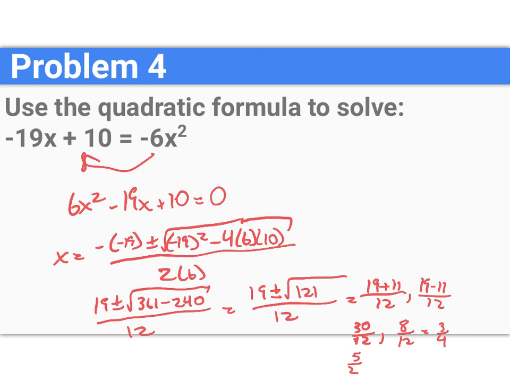Oh wait, 8/12 does not reduce down to 3/4. 8 divided by 4 is 2. So that's 2/3. So 5 halves and 2/3 are your roots. So that is that for that video. Sorry for that little mistake at the end.